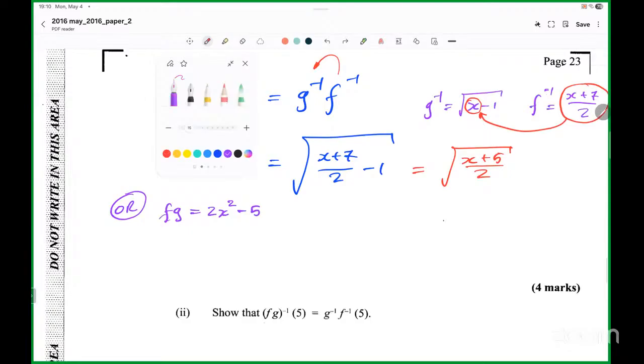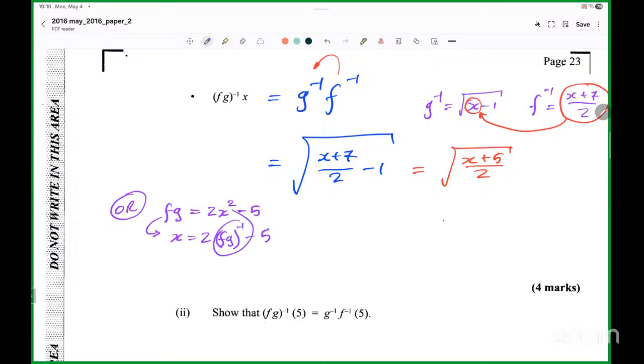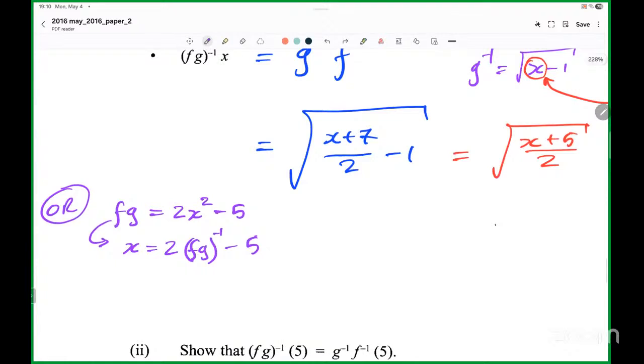Watch. This becomes x. It becomes fg r to the minus 1 minus 5. This is the subject now, but there are squares on it as well. Squares on this. It's kind of complicated in that way. So maybe we need to use the y and x method here.